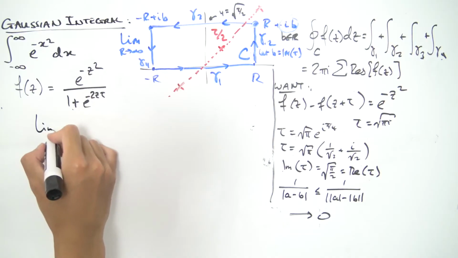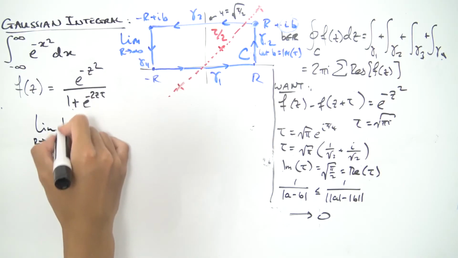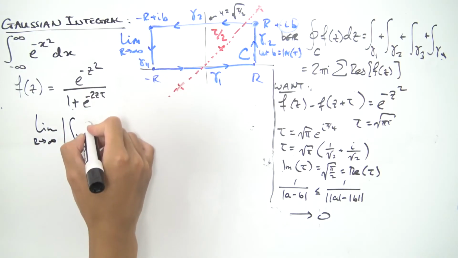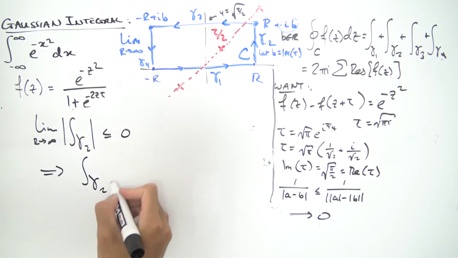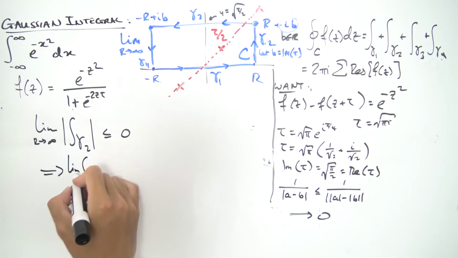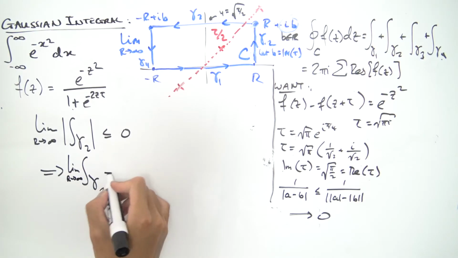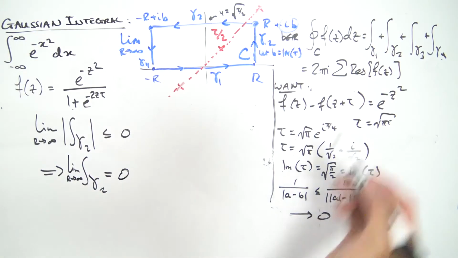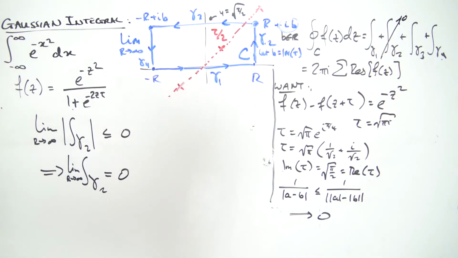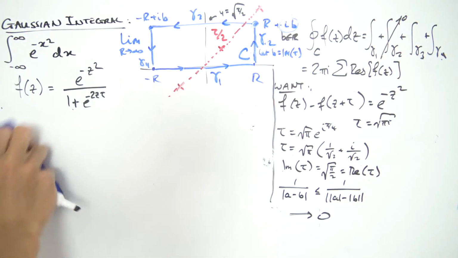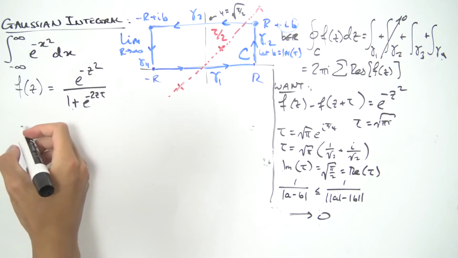In the limit as r approaches infinity, the absolute value of the integral over gamma 2 is going to be less than or equal to 0, and that just implies that the integral over gamma 2 itself, in the limit of course, as r approaches infinity goes to 0. So we can safely cross out this integral. It's going to go to 0. Now we're going to do the exact same process for gamma 4, so the integral over gamma 4.